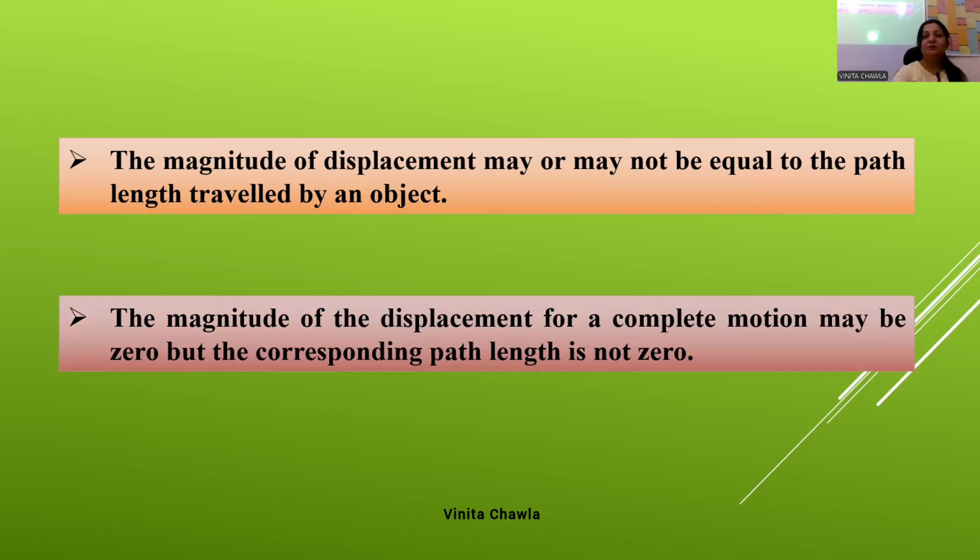The magnitude of the displacement for a complete motion may be 0, but the corresponding path length is not 0. For a complete motion means जो भी situation आपने consider किया उसमें जो displacement है वो 0 हो सकता है. कब होगा? जब initial और final position coincide करेंगे लेकिन corresponding path length is not 0.